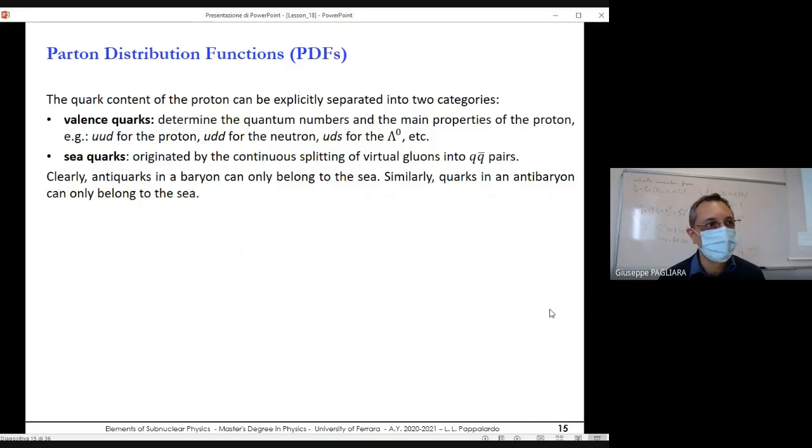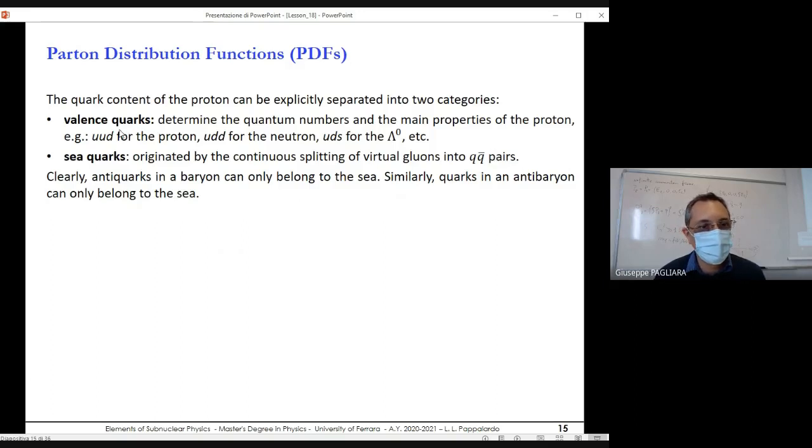You have to imagine the proton like, I don't know, an extremely complex boiling object. We have inside not only the 3 valence quarks, which define the quantum numbers of the proton, but an infinity of gluons and quarks which move inside the proton at essentially the speed of light. Now, clearly, antiquarks in a baryon can only belong to the sea, so from the q q-bar pair, and similarly, quarks in an antibaryon can only belong to the sea.